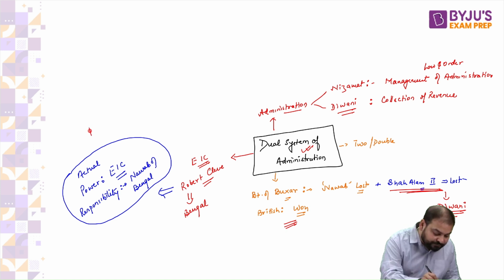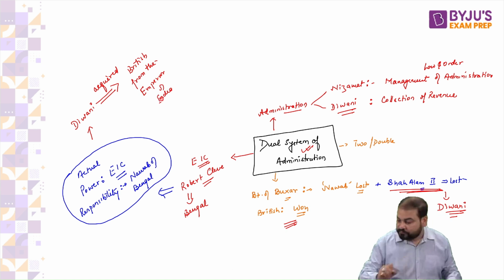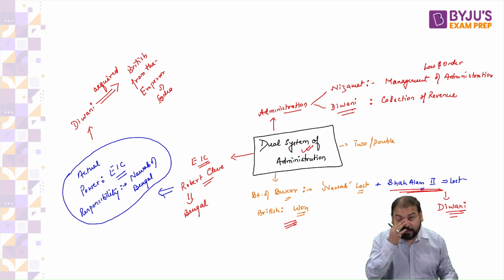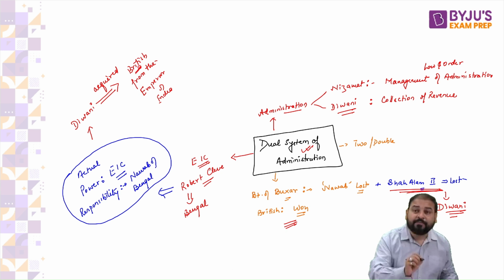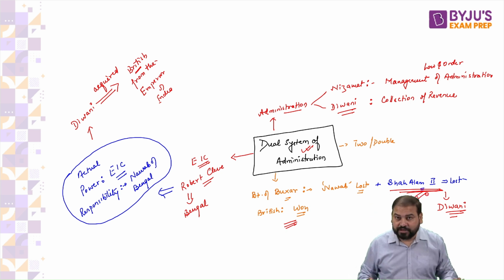From Shah Alam II, the EIC got the power to collect revenue. So directly, the Diwani was acquired by the British from the emperor. Everyone. So directly, Diwani has been acquired by the British from the Emperor Shah Alam II. Okay? So from one source, they got it.